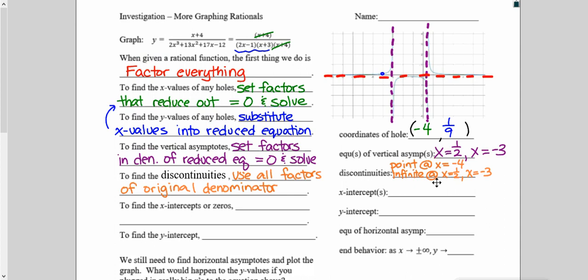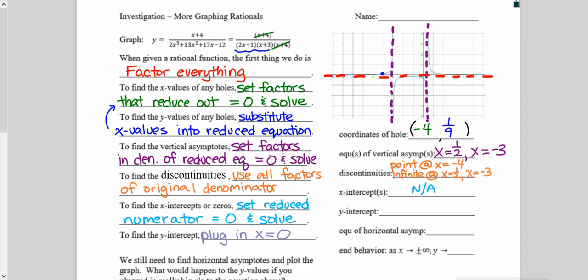X equals -4 will be a point discontinuity because that was one that reduced out, it was removable. And x equals 1/2 and x equals -3 will be infinite discontinuities because they did not reduce out, they were the vertical asymptotes. We do have a horizontal asymptote in this graph, but that does not affect the discontinuities at all. Next thing we need to do is find the x-intercepts or zeros. Since 0 on top of a fraction creates 0 as the reduced version, we need to look at our reduced version and set the top equal to 0. For this one, there was nothing left on the top but 1, so 1 never equals 0, so this is not going to have an x-intercept.